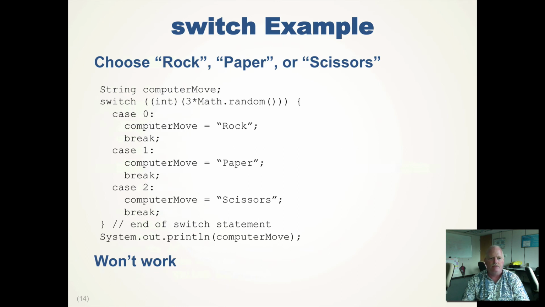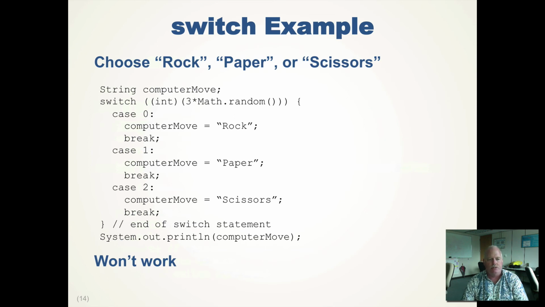Let's give an example of a switch. We're going to choose rock, paper, or scissors. So we have the string computerMove, and then we have a switch statement, and then we have an expression, and in this case we use Math.random to pick a random number between 0 and 1. We multiply it by 3, and then because that's a double, we cast it to an int, so that will give us a 0, 1, or 2.